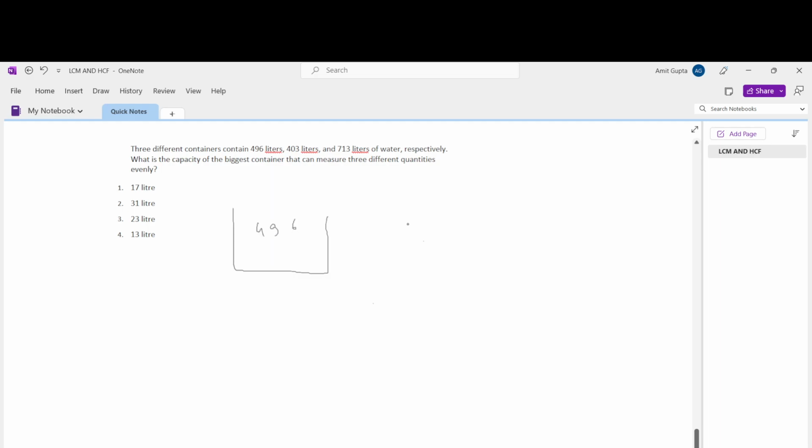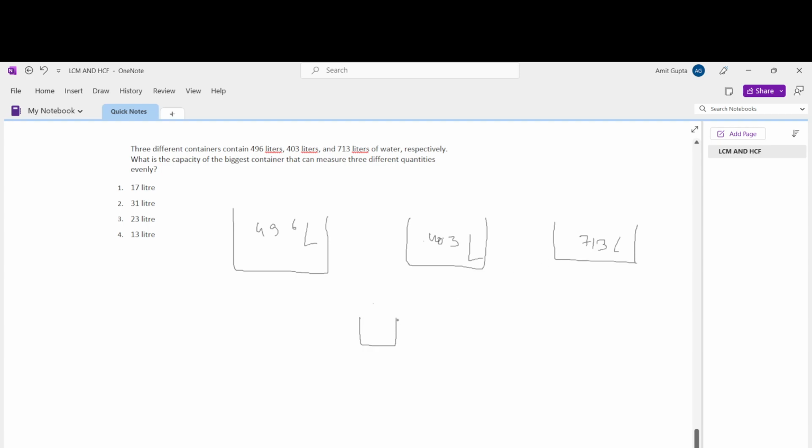496, 403, capacity of 403 liters, 496 liters, and 713 liters. Now we have to select the size of a container with which we can evenly fill. Using this container we can evenly fill all these containers.